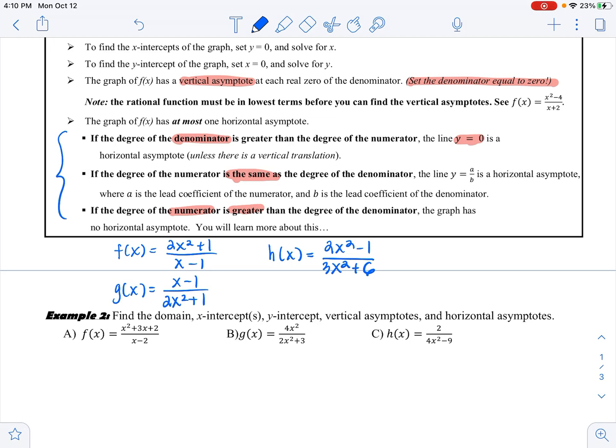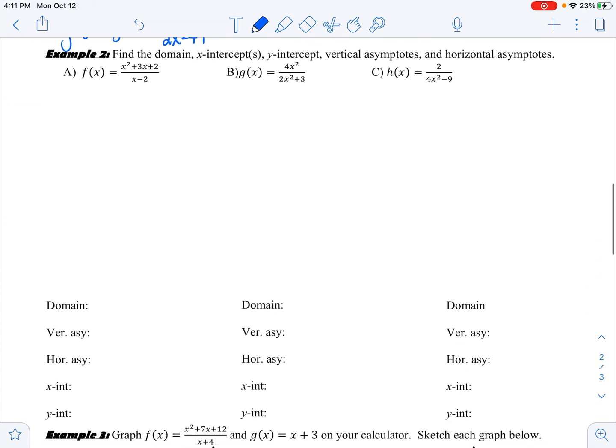So if I ask you to find the horizontal asymptotes on each one of these, if you look here, the degree in the numerator is bigger than the degree in the denominator. So therefore, this would have no horizontal asymptotes. Here, the degree in the denominator is bigger than the degree in the numerator, so this would have a horizontal asymptote at y equals 0. And then here, the degrees are the same, so it's a ratio of the leading coefficients. So it's y equals 2/3 for this one. Hopefully that cleared a little bit of that up.